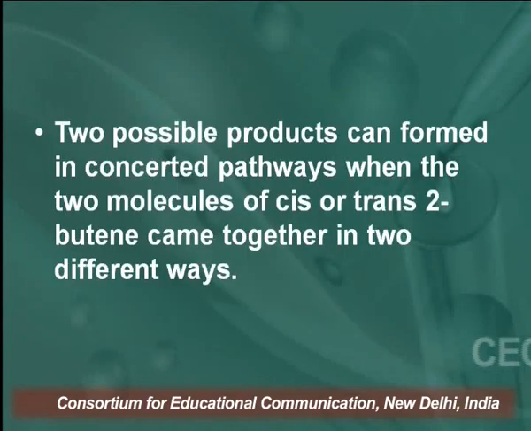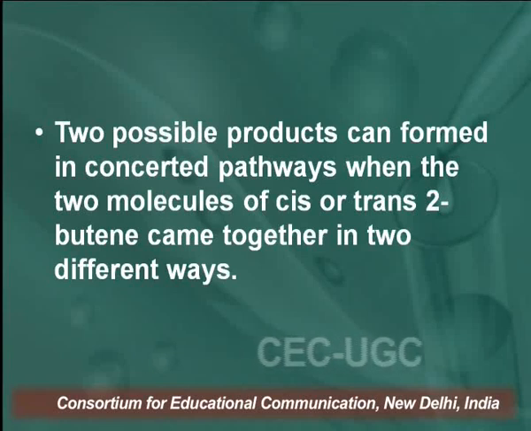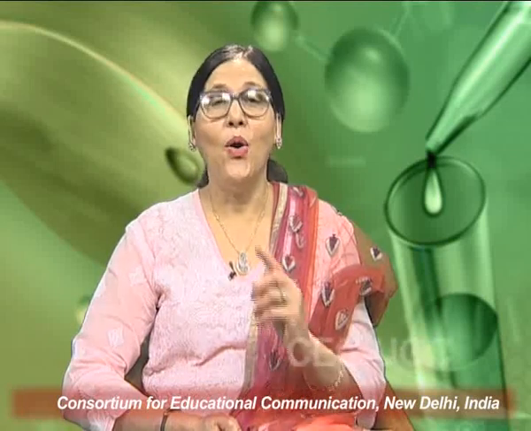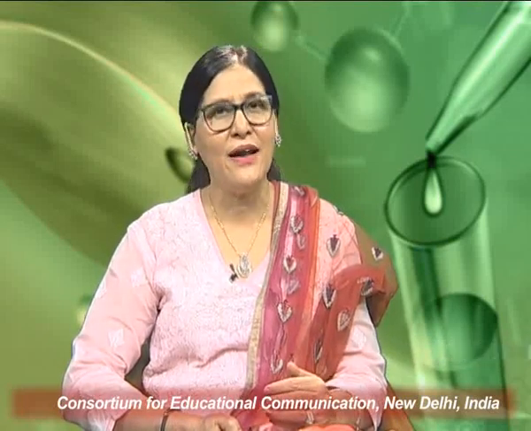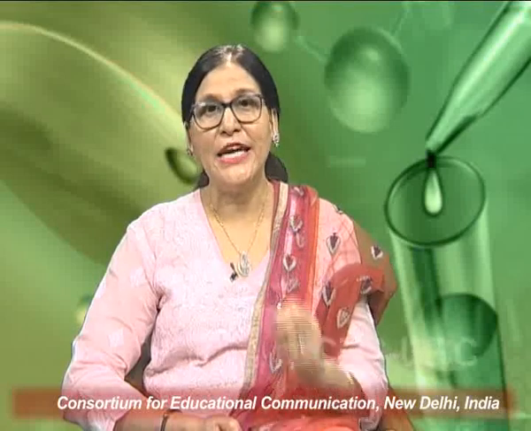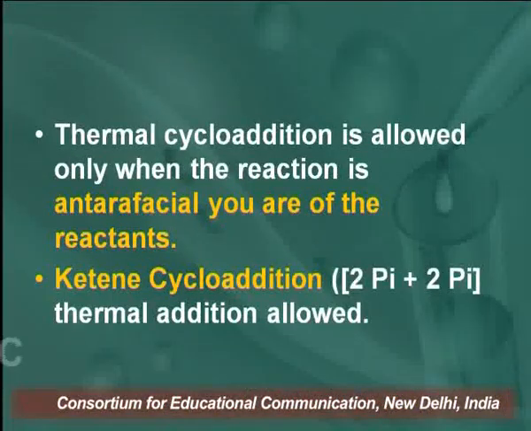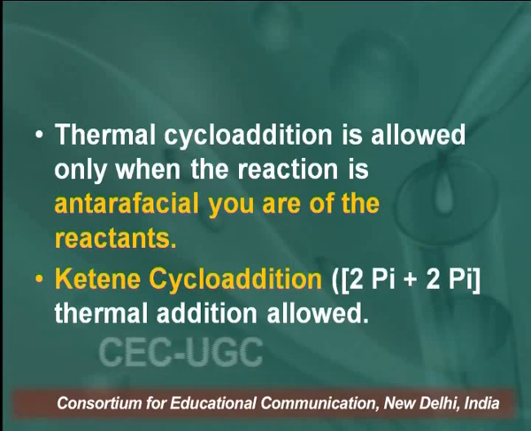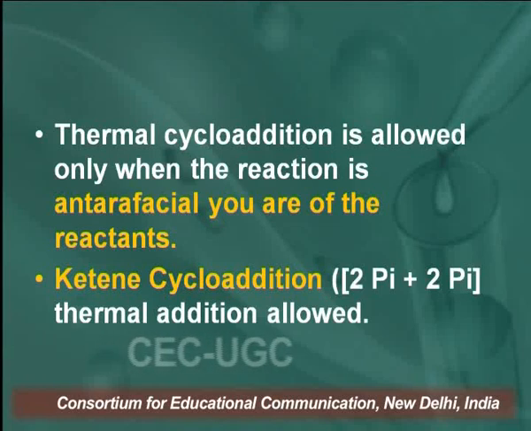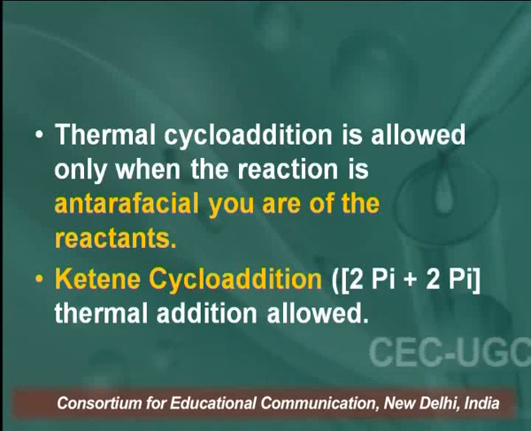So, 2 possible products can be formed in a concerted pathway when 2 molecules of cis or 2 molecules of trans butene come together in 2 different ways. Learners, thermal cycloaddition is allowed only when the reaction is antarafacial on one of the reactants. Now what is the condition? We can take the example of ketene. Ketene is a very important example of the cycloaddition reaction, where in the 2 plus 2 cycloaddition reaction, antarafacial reaction takes place, the mode of interaction is antarafacial, and the condition of the reaction is thermal. So we will see ketene cycloaddition here.